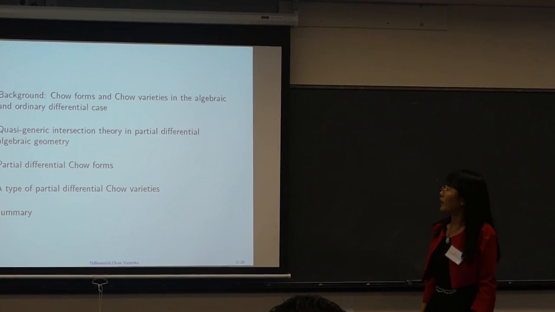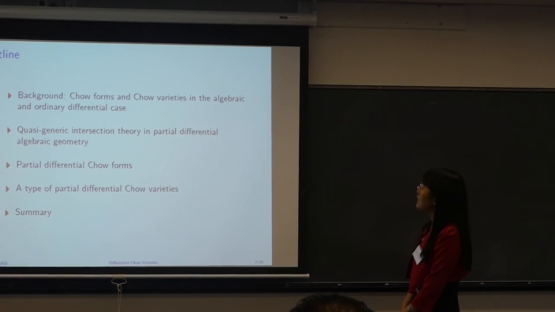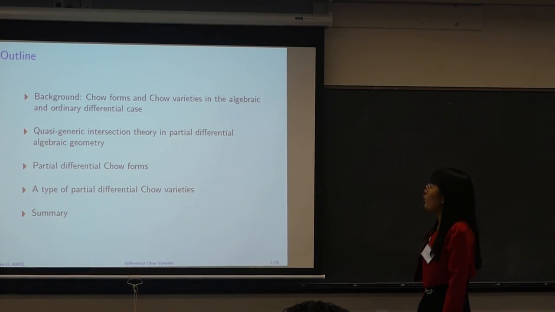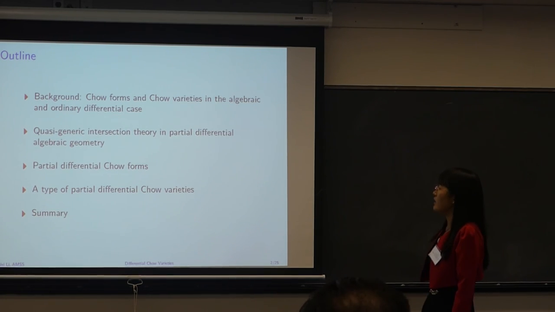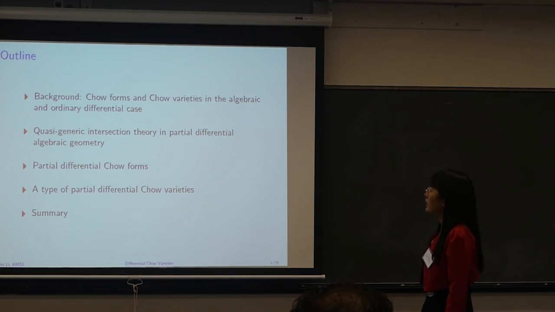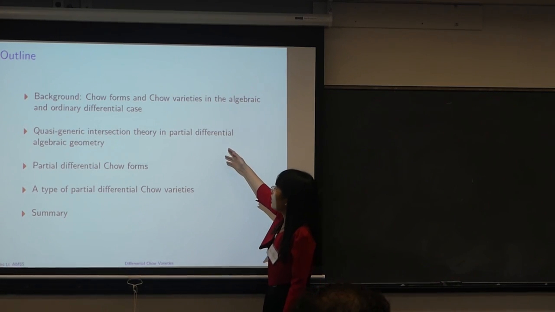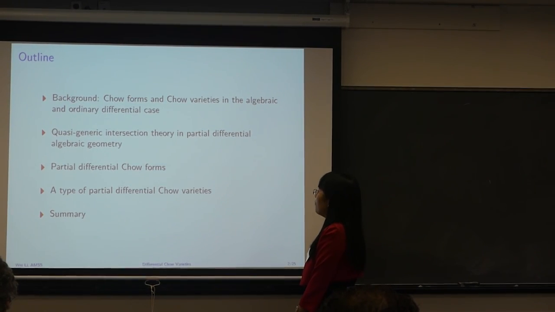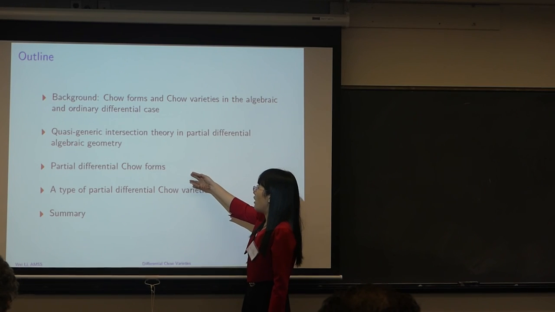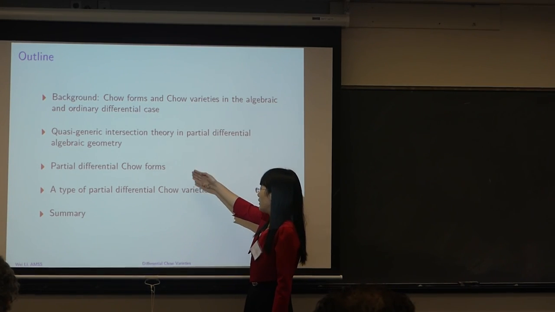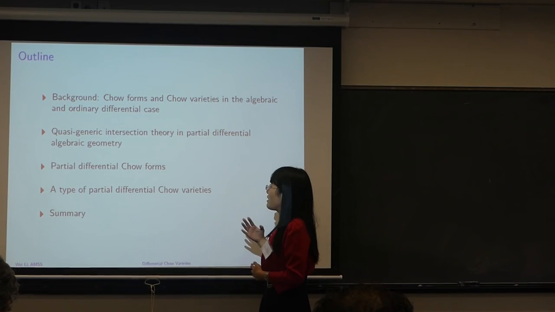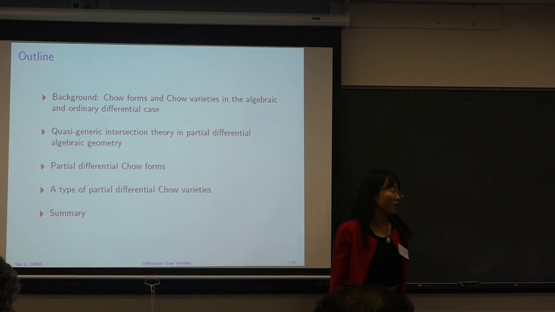In the first part, I will give the background and motivation to study the problem. So I will introduce the classical algebraic Chow varieties and also the differential Chow forms and differential Chow varieties in the ordinary differential case. And in the second part, I will give the quasi-generic sexing theory in partial differential algebraic geometry. And based on this theory, we give the definition of partial differential Chow forms. And in the last part, we will prove the existence of a type of partial differential Chow varieties.